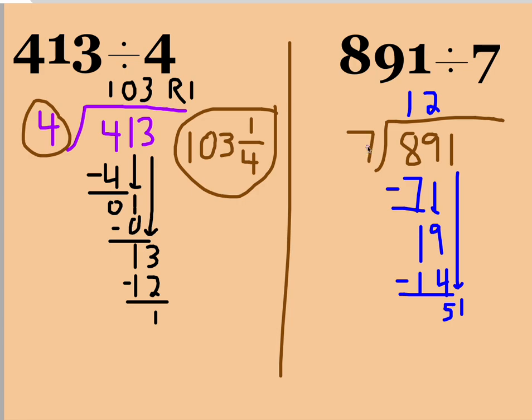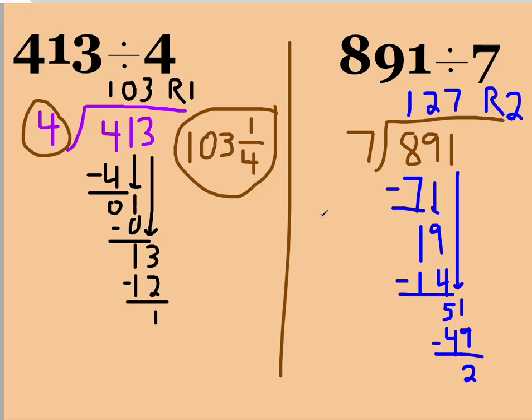So I know my 7s. 7 times 6 is 42. 7 times 7 is 49. So that came really close to 51. 7 times 7 is 49. And I have 2 left over. I have no more digits over here, so I have remainder 2.